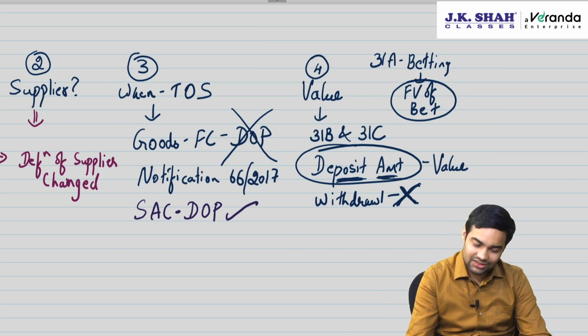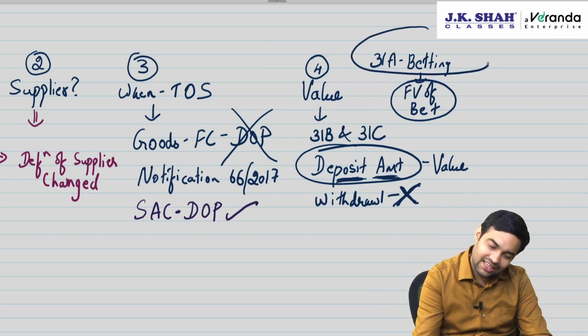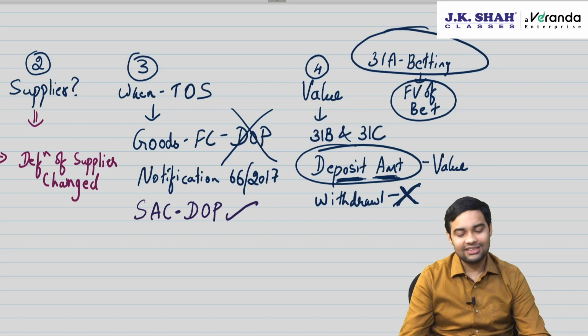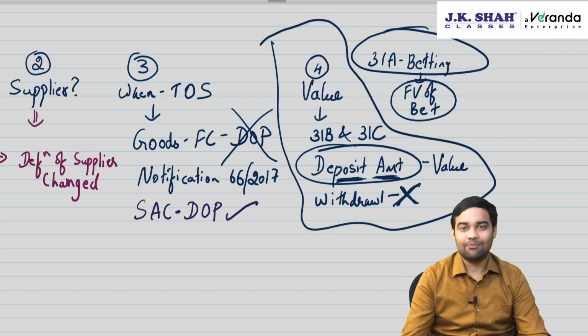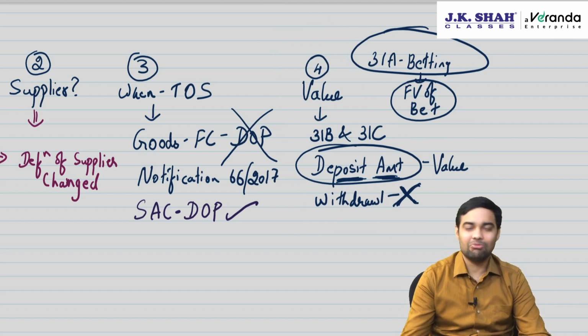But if you deposit and then you do a betting in that, then that betting amount will be liable, because betting is separate, deposit amount is separate. Online money gaming is different from betting. Online money gaming, Supreme Court has said that it involves some kind of skill. It's not purely a game of chance, but betting is only a game of chance.